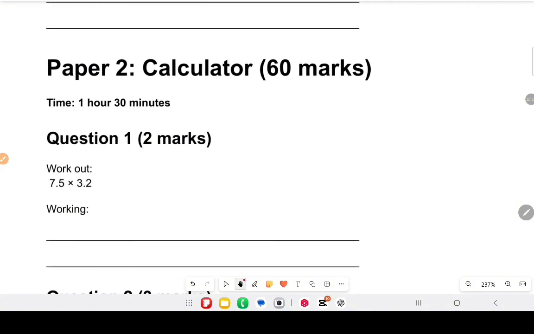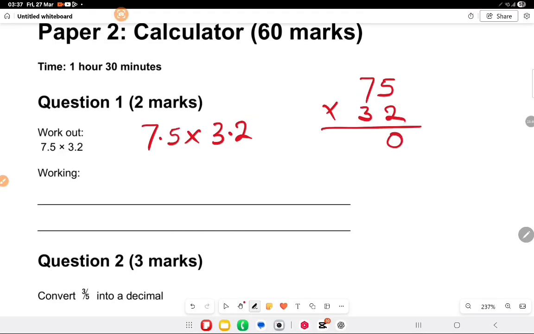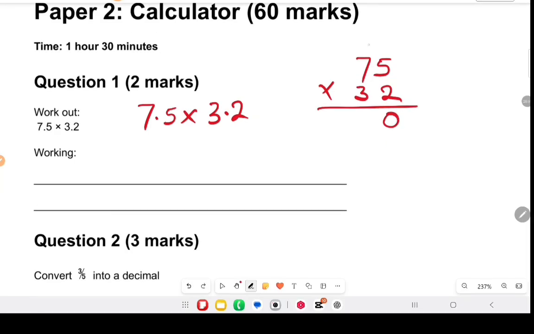Part 2 is using calculator. We have 7.5 times 3.2. If you use a calculator, we have the answer straight, but if you are not using a calculator, we have to ignore the decimal. We write 75 times 32. 2 times 5 gives us 10, carry 1. 2 times 7, 14, plus 1 we carry gives us 15. 3 times 5 gives us 15, carry 1. 3 times 7 gives us 21, plus 1 we carry gives us 22.